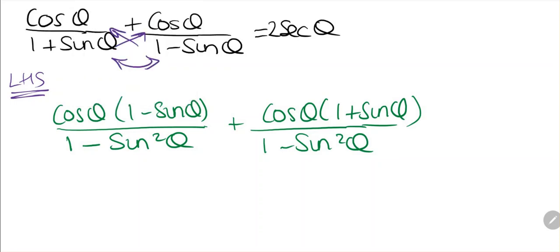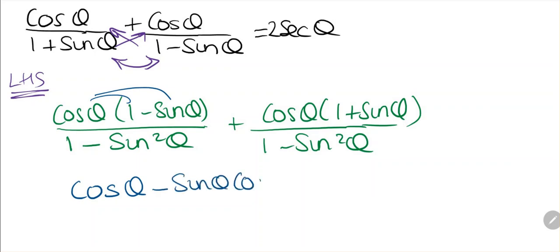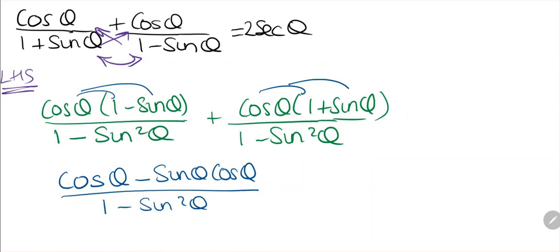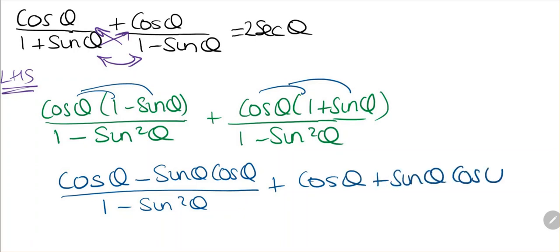So let's have a look what we can do next. So if we multiply these out now, so cosine theta and minus sine theta cosine theta, and this is over 1 minus sine squared theta, and then if we multiply these, this is going to be cosine theta plus sine theta cosine theta over 1 minus sine squared theta.